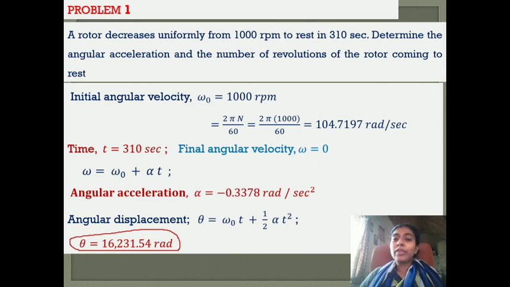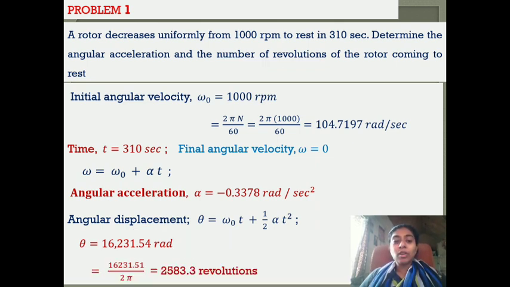Now we need to find it in number of revolutions. Number of revolutions is asked. So in order to convert radians into number of revolutions, we divide it by 2 pi. So by dividing it by 2 pi, we get 2583.3 revolutions. We will go for the next problem.